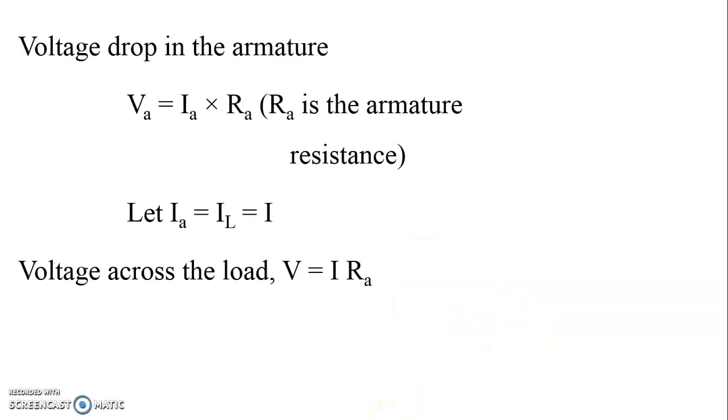So the voltage drop in the armature circuit, that is Va equals Ia into Ra, where Ia is the armature current and Ra is the armature resistance. From the diagram, armature current equals the line current equals the total current. So the voltage across the load V equals I into Ra, where instead of Ia we are replacing it with I.